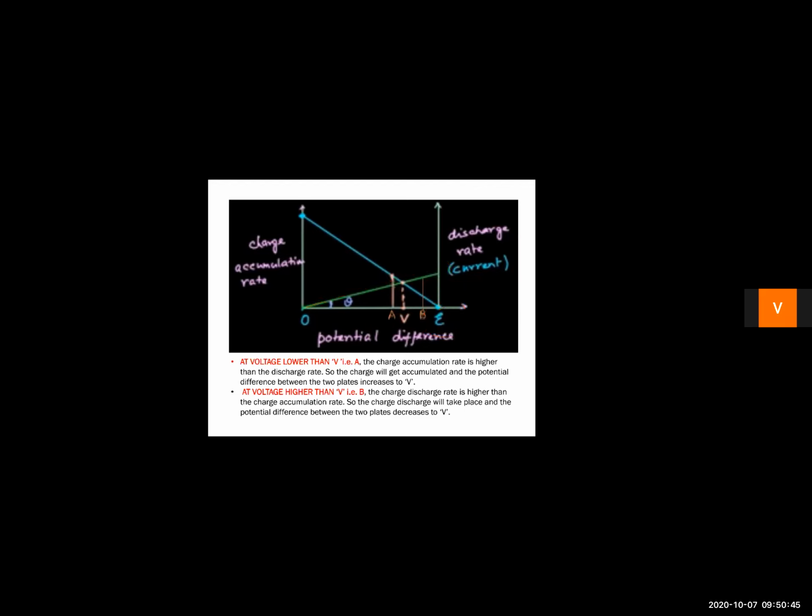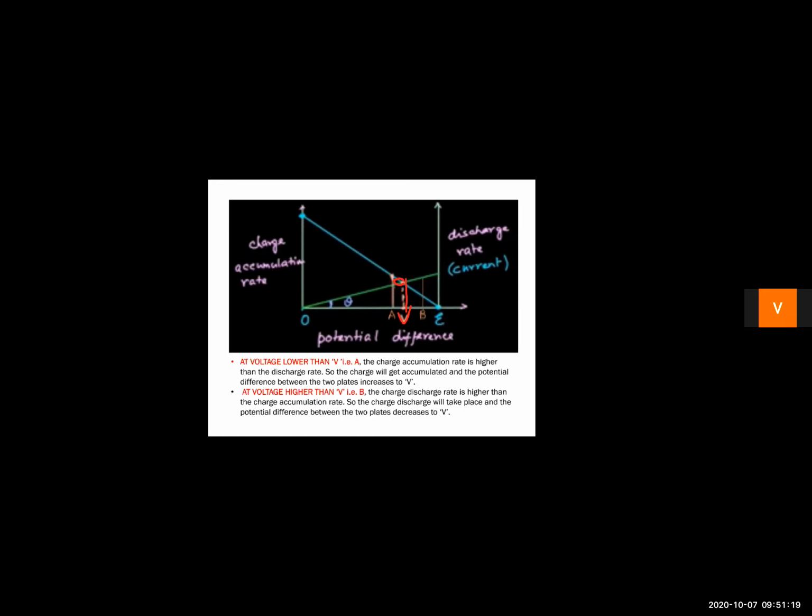अब ध्यान से देखना बेटा. Now we are having a very important point over here. This point shows you the intersection of the charge accumulation rate and charge discharge rate. इनका intersection point is this point, and we will say that the potential difference is V. Right, children? So this is the potential difference V. This is named the terminal potential difference. Right? I'll explain you this.